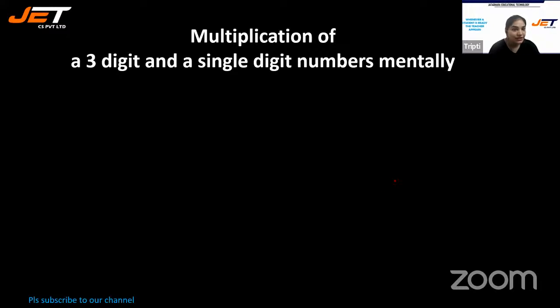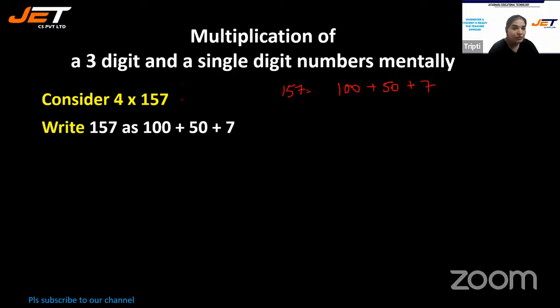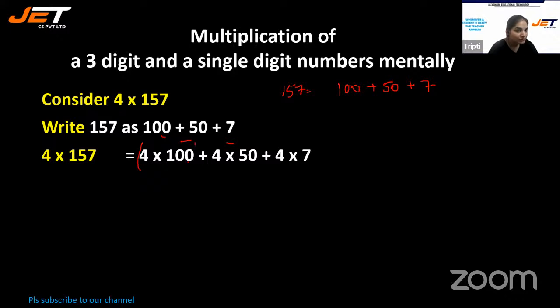Now, let's go to the next one. Consider 4 and 157. Just like we did 2-digit numbers mentally, similarly, we are going to do 3-digit numbers mentally. So 4 and 157. How can you break 157? It's the place value. The number value of 1 here is 100. 5 is 50 and 7 is 7. So I'll break this down as 100 plus 50 plus 7. So first I'll do 4 times 100 plus 4 times 50 plus 4 times 7.